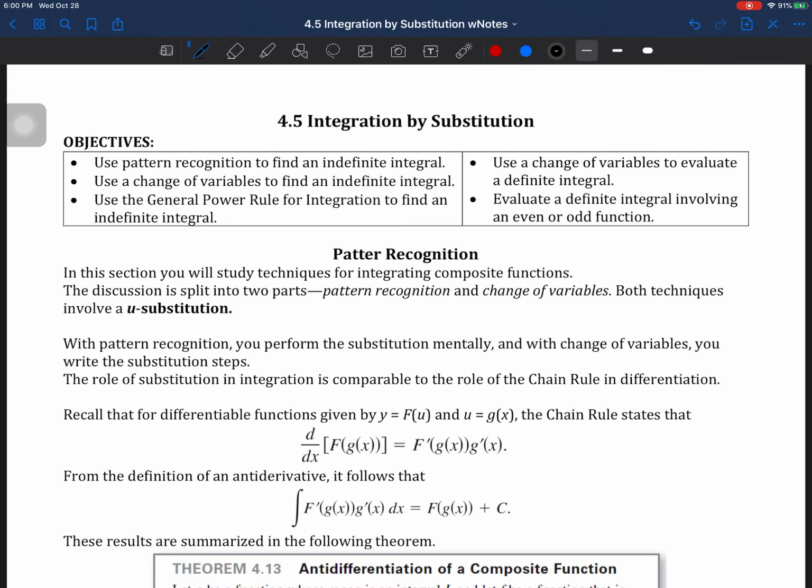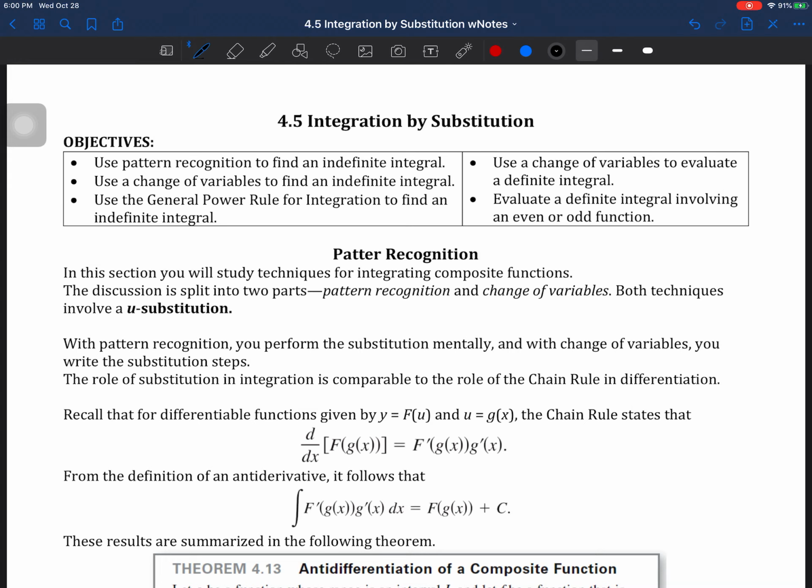The objectives are to use pattern recognition to find an indefinite integral, use a change of variable to find an indefinite integral, which we're going to call u substitution, and then use the general power rule for integration to find an indefinite integral. Then use the change of variable to evaluate a definite integral, and evaluate a definite integral involving even or odd functions. So we're going to start here first with pattern recognition.